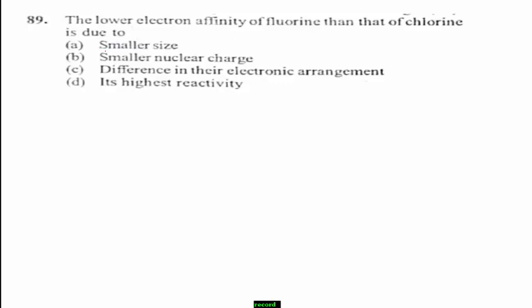And another point related to this concept: because of small size of fluorine, there will be high electron density around the nucleus. This high electron density screens the nucleus. Because of this, effective nuclear charge gets decreased, thus the incoming electron has less attraction during addition. Hence, electron affinity of fluorine gets decreased. Remember students, this is very important. So, the lower electron affinity of fluorine than that of chlorine is mainly due to its small size. Means option A is the right answer.